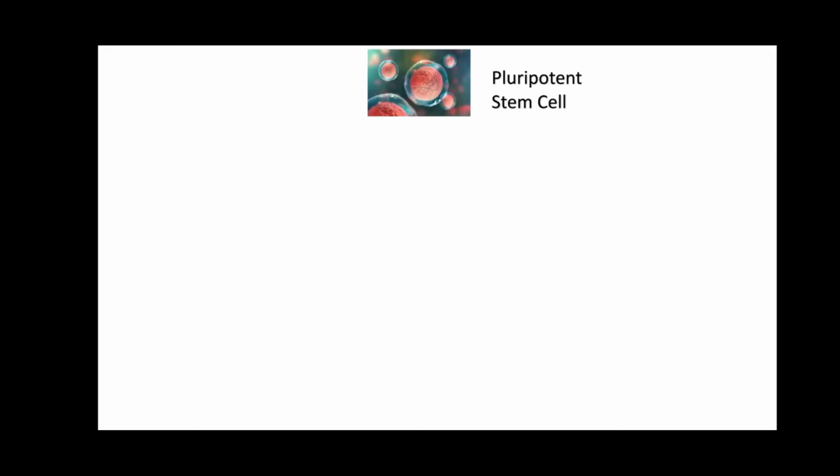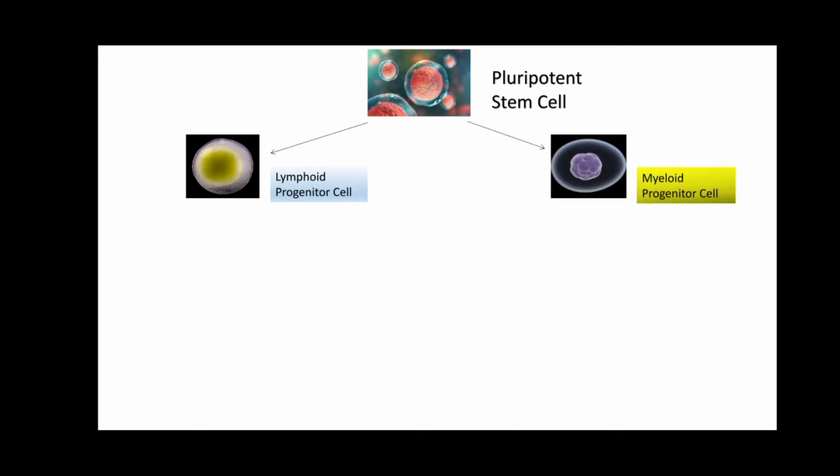Let's see. It all starts from a pluripotent stem cell. And this pluripotent stem cell differentiates into two different progenitors. One is the lymphoid progenitor and the next is the myeloid progenitor. So basically these progenitors can differentiate into two different immunities. The first is the adaptive immunity and the next is the innate immunity.